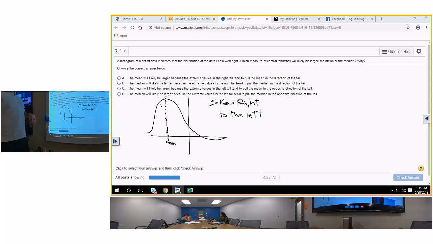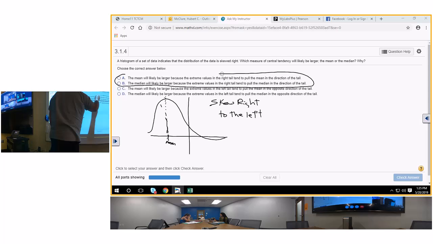C and D. Okay, the mean will likely be larger because extreme values in the left tail tend to pull the mean in the opposite direction of the tail. No, that's not, okay, we're talking about pulling the median in the direction of the tail. So there would be A or B, I'm sorry. I was reading the question wrong. It'd be A or B. So let's look at A or B.